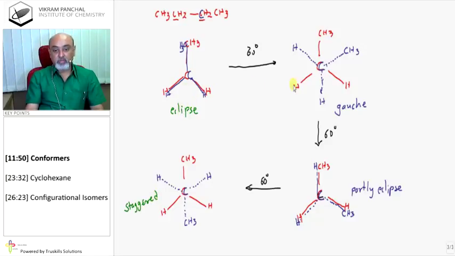So there are 4 types of conformers in butane. Okay.